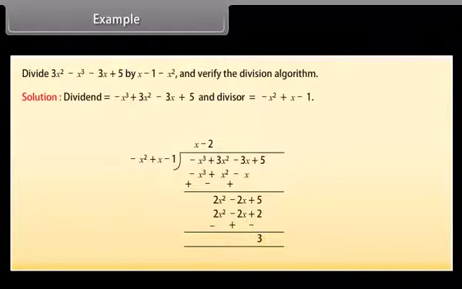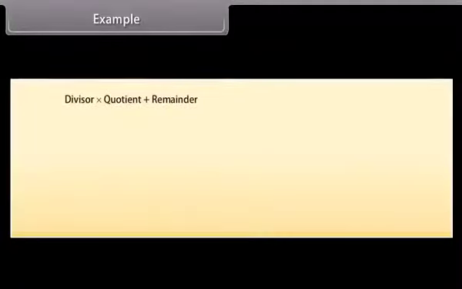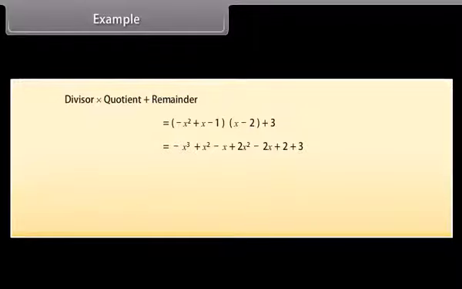Now to verify, let's see whether divisor times quotient plus remainder is equal to dividend or not. So, divisor times quotient plus remainder is equal to (minus x squared plus x minus 1) times (x minus 2) plus 3, which equals minus x cubed plus x squared minus x plus 2x squared minus 2x plus 2 plus 3, which equals minus x cubed plus 3x squared minus 3x plus 5, which is equal to dividend. Hence, verified.